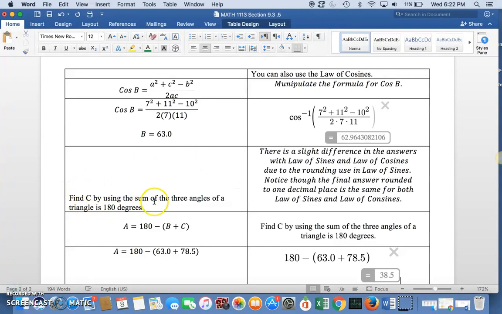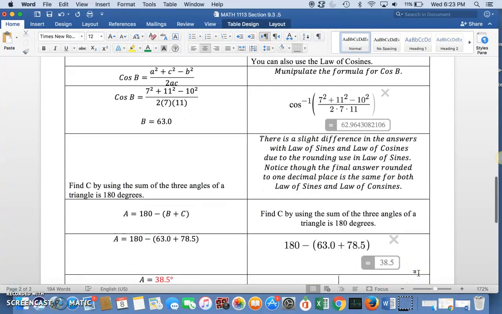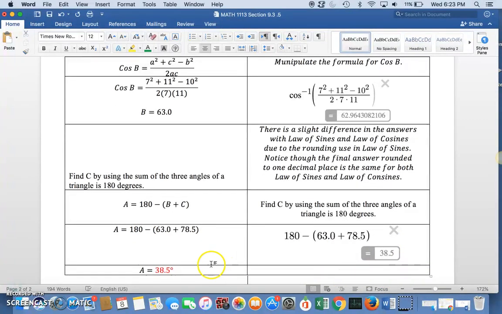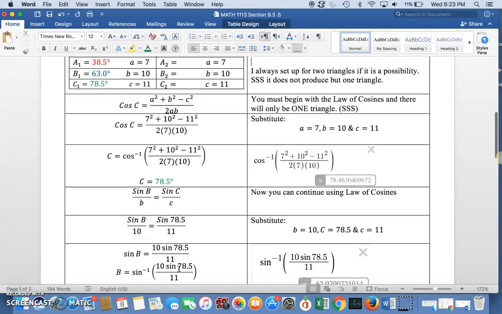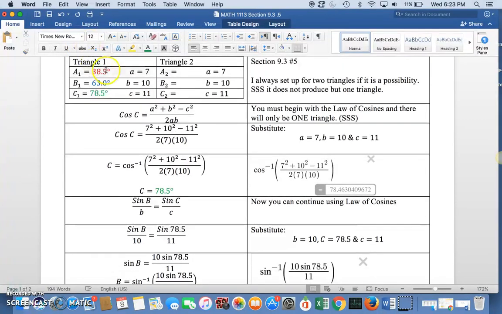Now, we're going to find angle A because the sum of the three angles equals 180. So we take angle B and angle C. We found both of them. That's what they are. And we subtract that sum from 180. And we get the 38.5. And that is angle A. And you can go up and see that we have found all three angles. That's the three angles, and below is the work on how I found those angles.